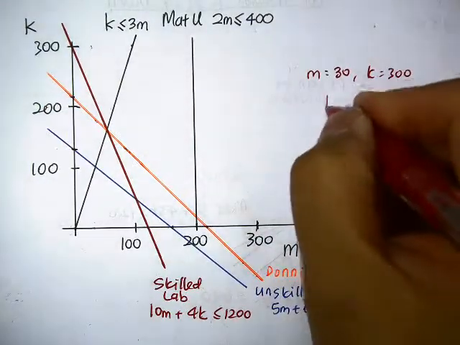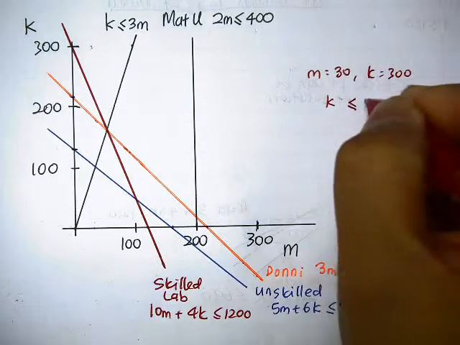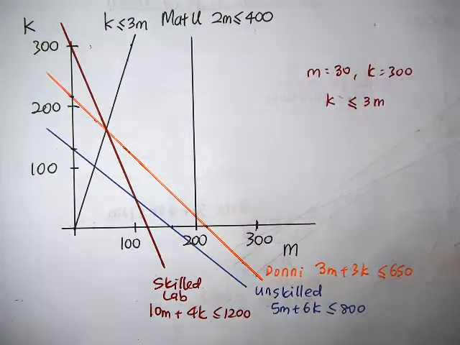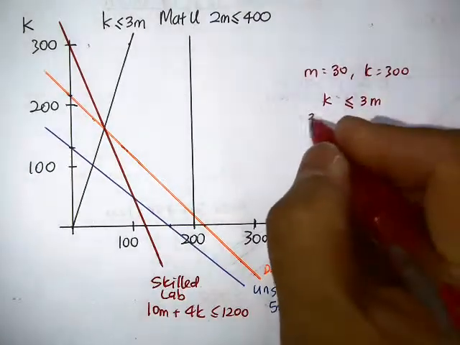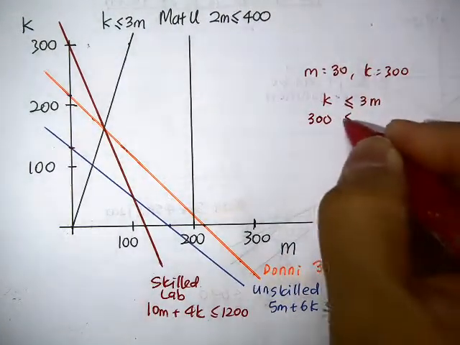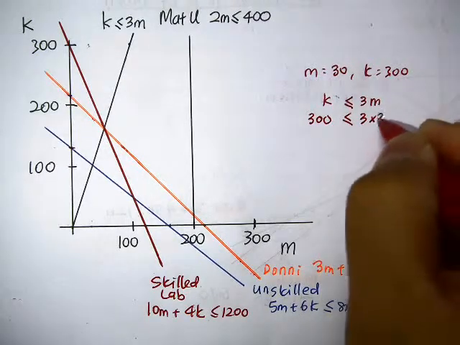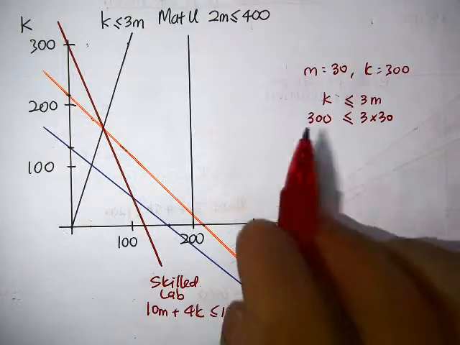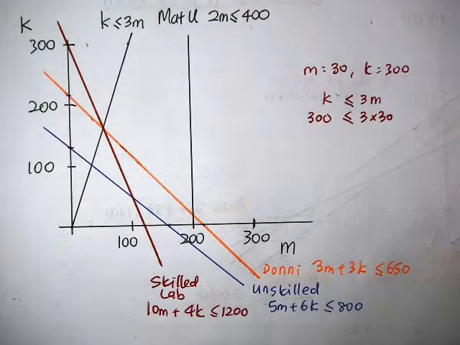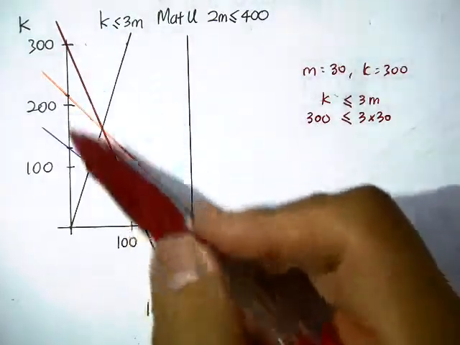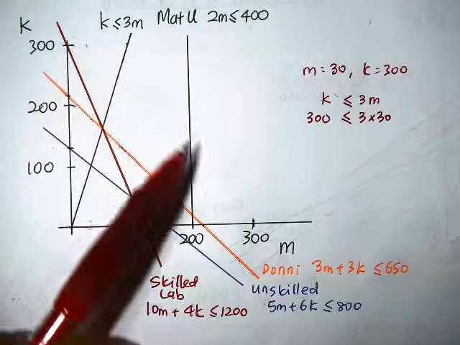Now they say K must not exceed 3 times of M. So 300 must not exceed 3 times 30. Is it true? Is 300 does not exceed 90? No, right? It's wrong already. 300 is exceeding 90. That means the region cannot be on top of it. The region is the one at the bottom.